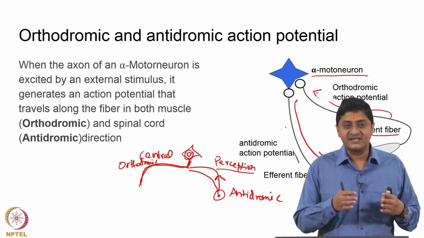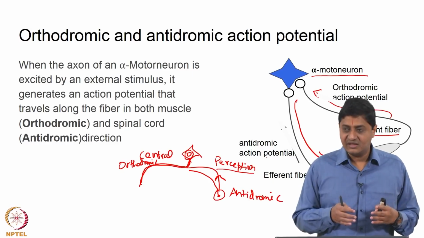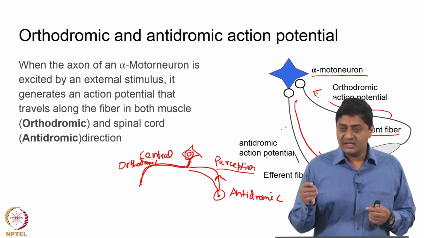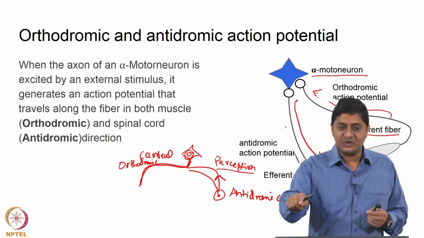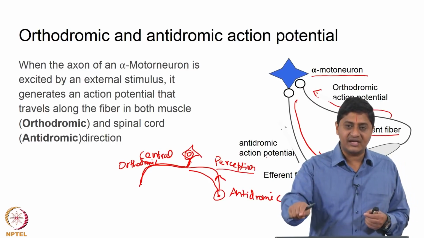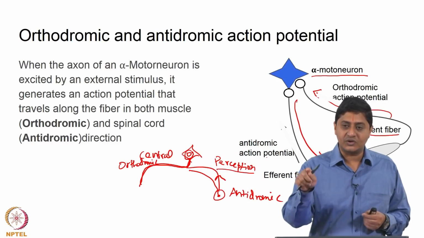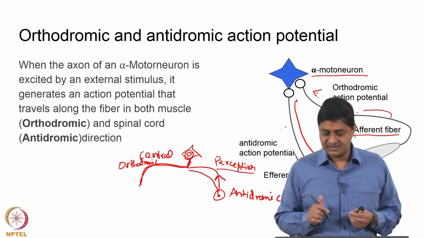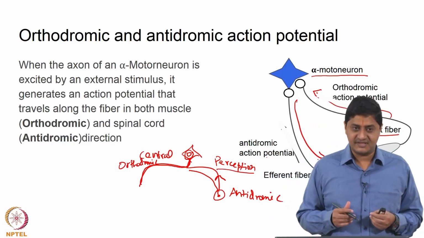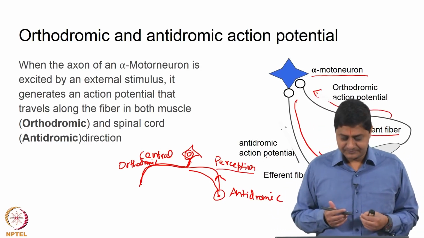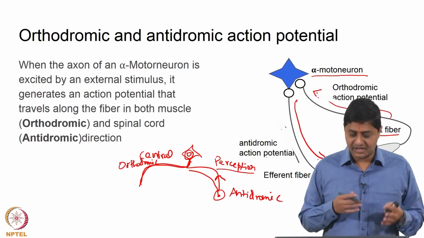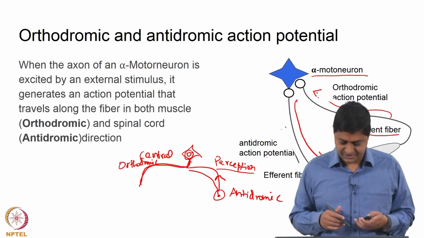We saw several cases of negative feedback. Here is one case of negative feedback in which the proprioceptor neuron is directly commanding the alpha motor neuron to contract, right. When that happens, there is a reflex, there is a response. So that obviously involves both orthodromic and antidromic conduction.